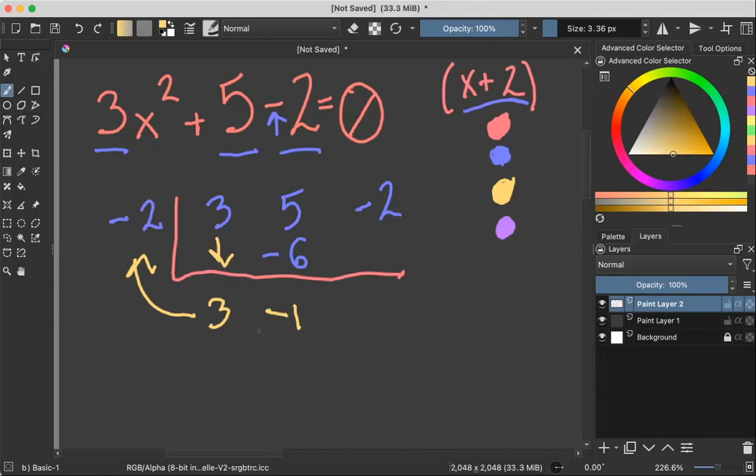Again, we repeat: negative 1 times negative 2 equals 2. So we're going to subtract again like normal. Negative 2 plus 2 equals 0. So we have found a 0 using synthetic division. The final row of the synthetic division shows the coefficients of the resulting linear equation, which is this. This is our equation.